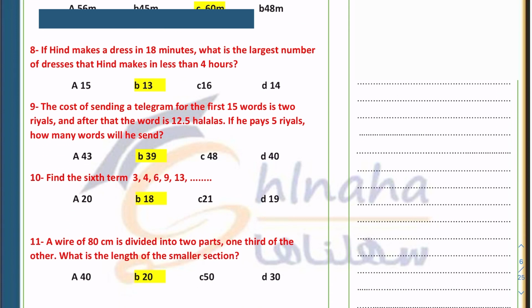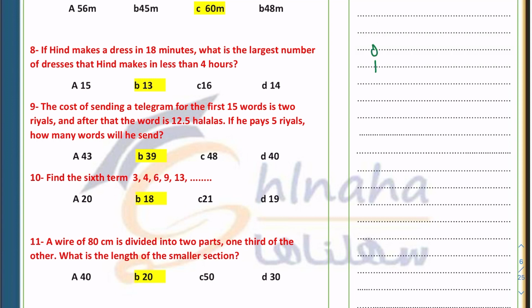Hind can make a dress in 18 minutes. So one dress in 18 minutes. And how many dresses can she make in 4 hours? 4 times 60 is 240 minutes.